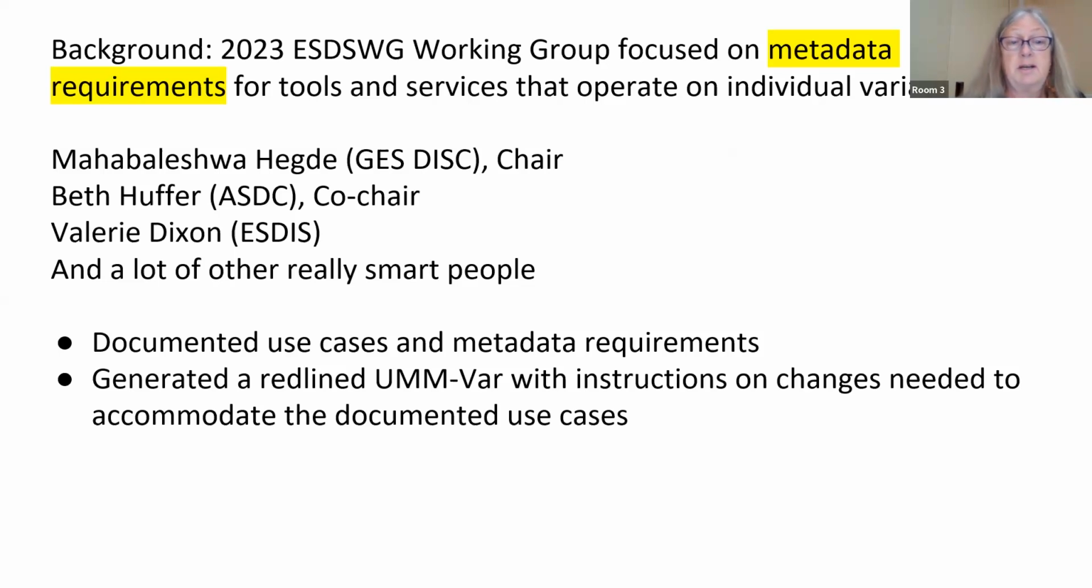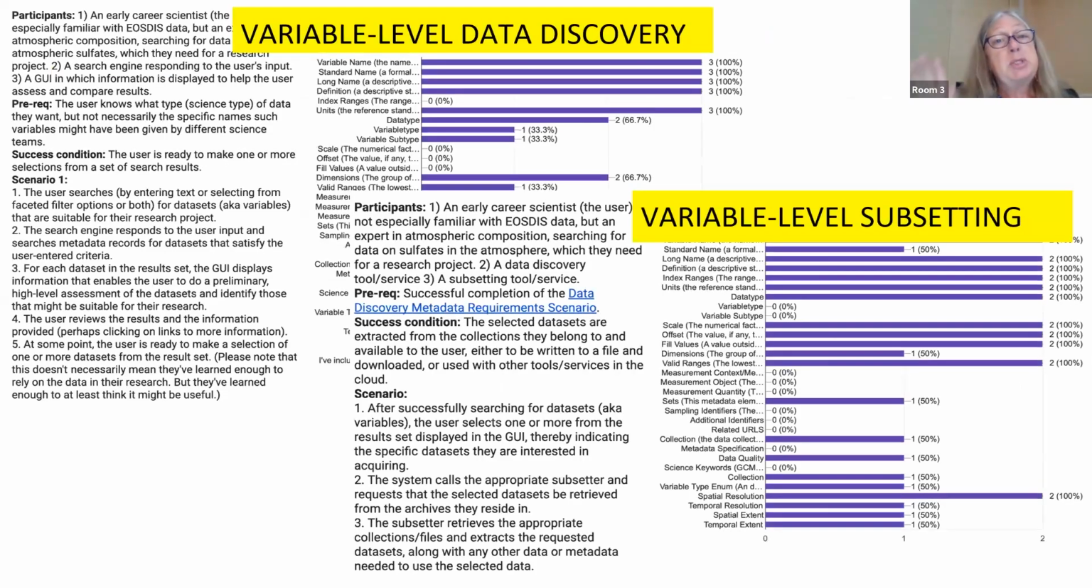But in that group, we documented the use cases for variable level work, and we generated a redlined UMM-VAR document with instructions on changes that were needed to accommodate these use cases. There were two use cases that stood out. We came up with a lot, but we're focusing first on these two because they proved to be fundamental. You've got to find the data first, and then you've got to get it out of the collections. So data discovery and variable level subsetting.